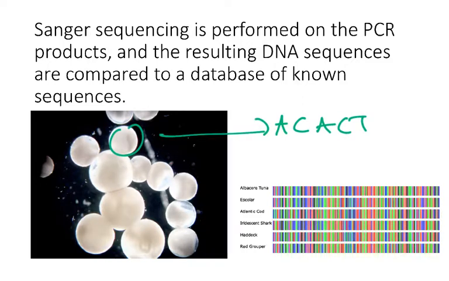What we would do then is compare this sequence from our unknown egg to a database where we would have a sequence for each different species. So albacore tuna would have this particular sequence, escolar would have this particular sequence. We would compare our unknown sequence to that database and figure out which one was the closest match. Whichever one was the closest match, we would assume that was the species. So if this matched a sanddab, for instance, in our database, we would then assume that this egg was a sanddab egg.